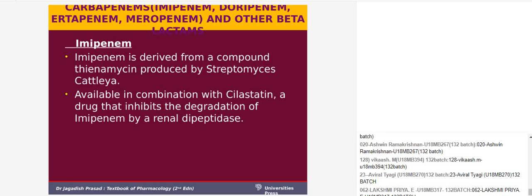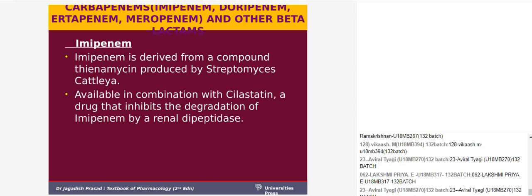It has wide spectrum antibacterial activity against gram-positive organisms like streptococci, enterococci, listeria, Clostridium difficile, and gram-negative organisms like Pseudomonas aeruginosa, Enterobacteriaceae, and Bacteroides fragilis. It is resistant to most beta-lactamases. When you give an intravenous injection of imipenem, via glomerular filtration in the renal tubules, dehydropeptidase causes rapid hydrolysis of imipenem and it is excreted in the urine.